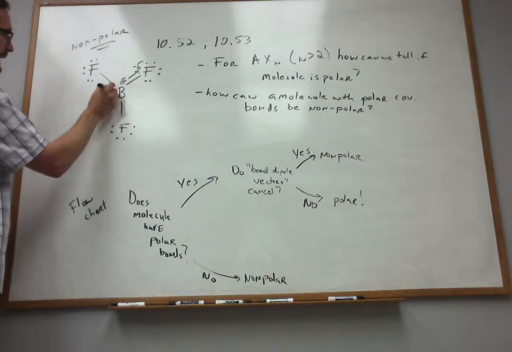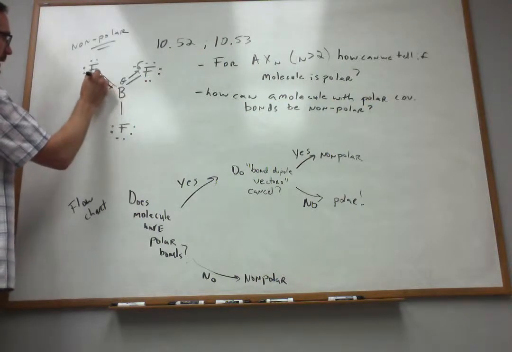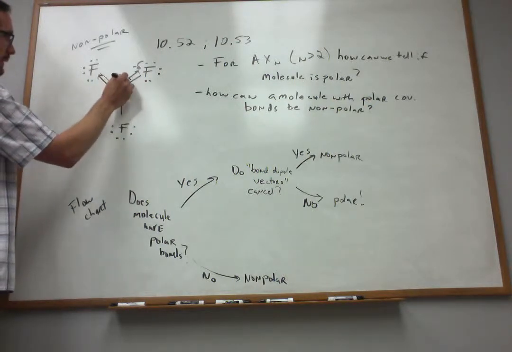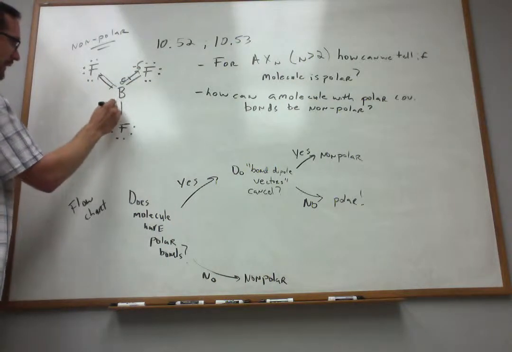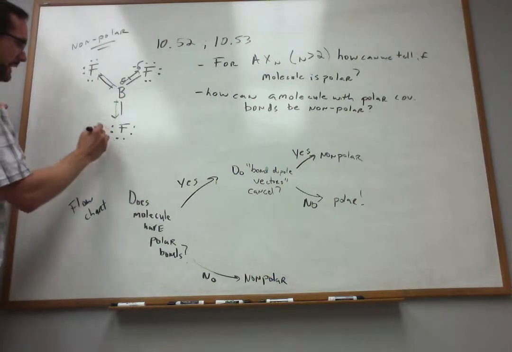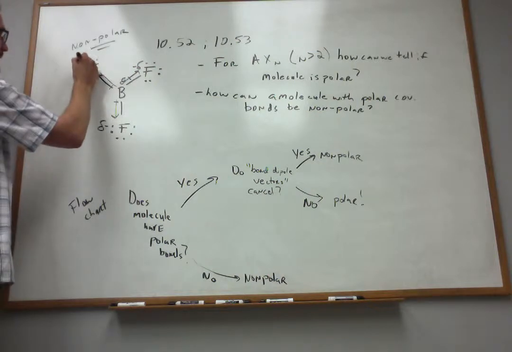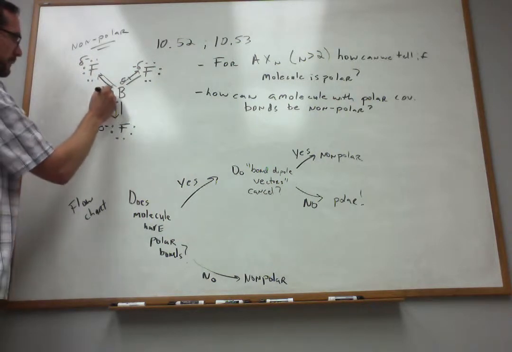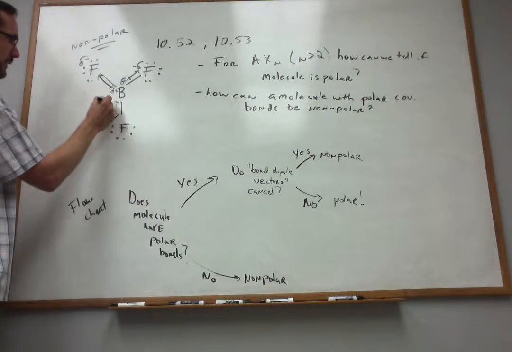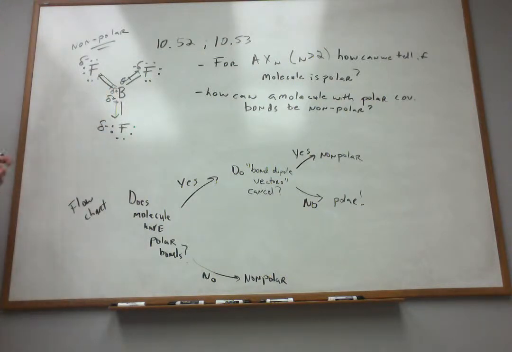Now, the thing is that for each of these bonds, I can draw in a similar bond dipole vector. Okay? And basically what that means is the fluorine ends are partially negative in each case, and the boron end is partially positive in each case. So chemists like to use these little delta positive signs for positive for the boron and delta negative for the fluorine. Now that's true for each of these bonds because they're identical. It's a bond between the boron and the fluorine.